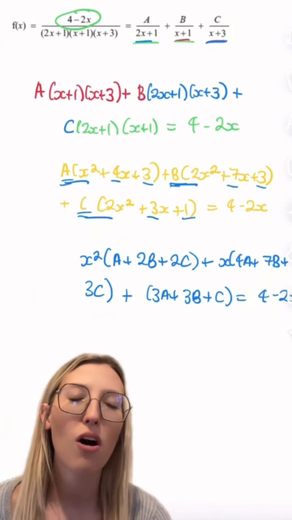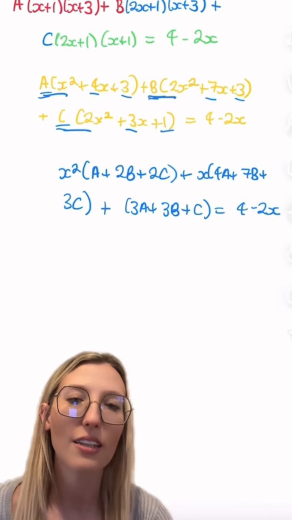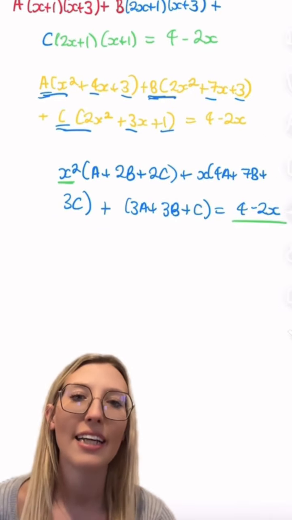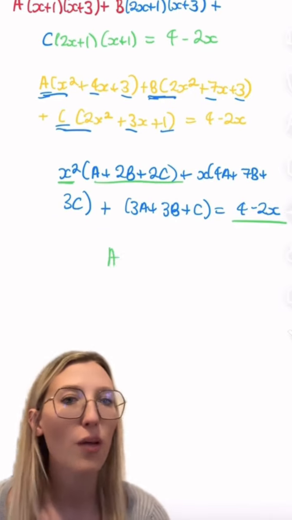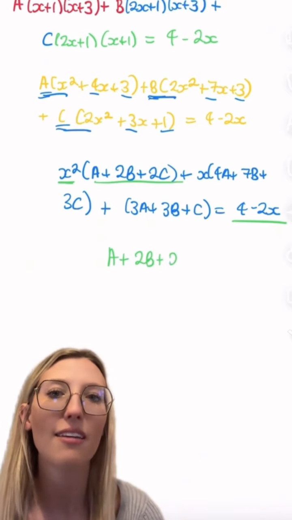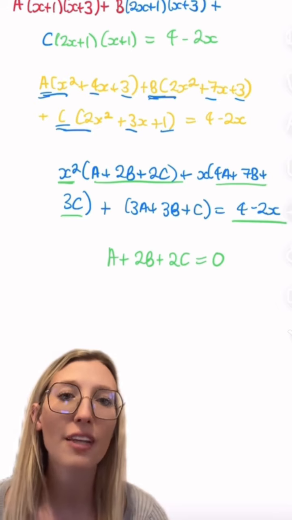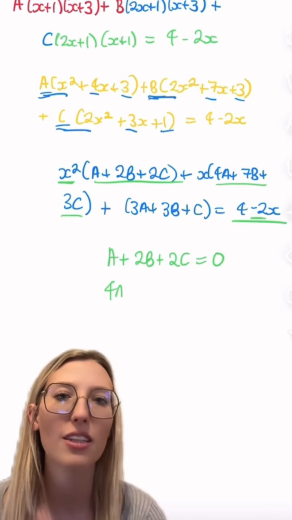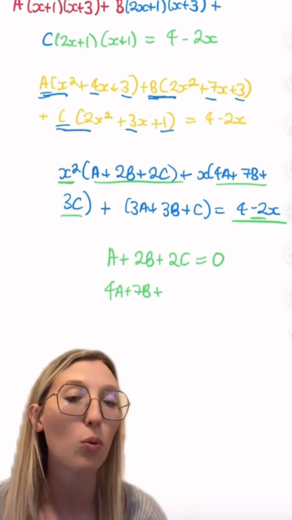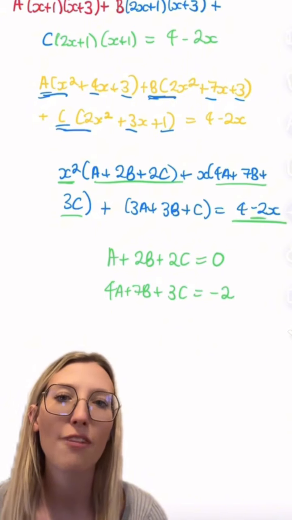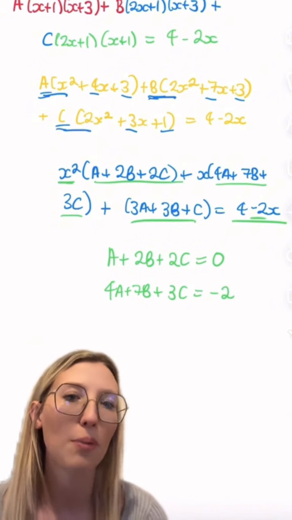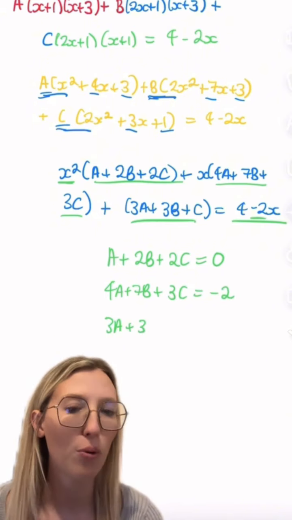Now we can see on our right-hand side that we do not have any x squared terms. So that must mean what's inside the brackets here, our A plus 2B plus 2C, must equal 0. Then for the x terms, we've got a minus 2x, so what's inside of the brackets must equal minus 2. And then finally, we've got 3A plus 3B plus C, which must equal our 4.